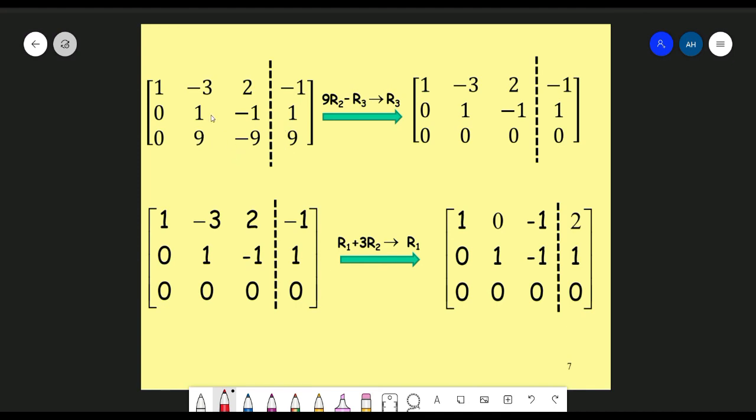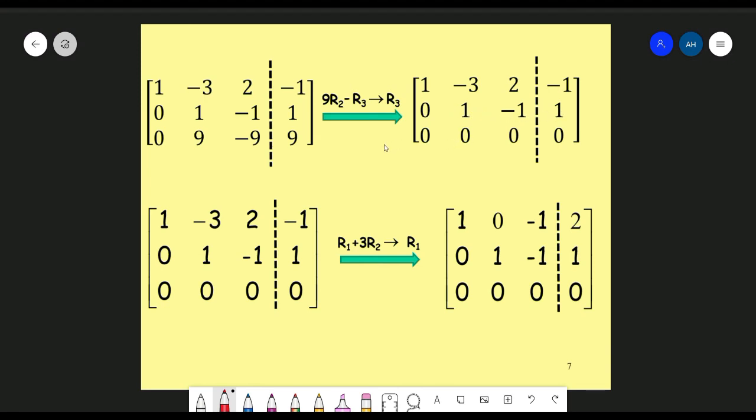So what we do is we multiply 9 by row number 2, and then we subtract row number 3. It becomes 9 minus 9 equal to 0. So this is the operation that we want to do: 9 multiplied by row number 2, and then we subtract row number 3 and write the answer in row number 3. Row number 1 still maintains the same. Row number 2 also still the same.